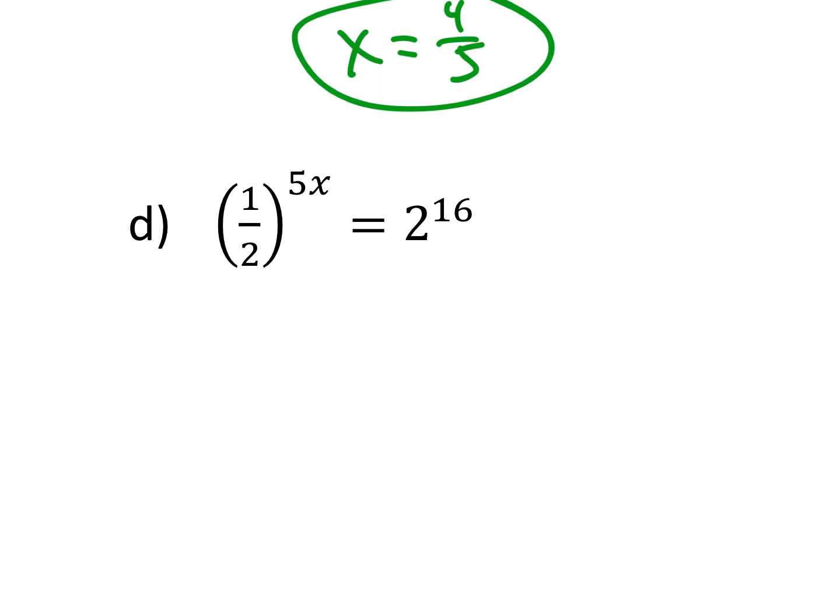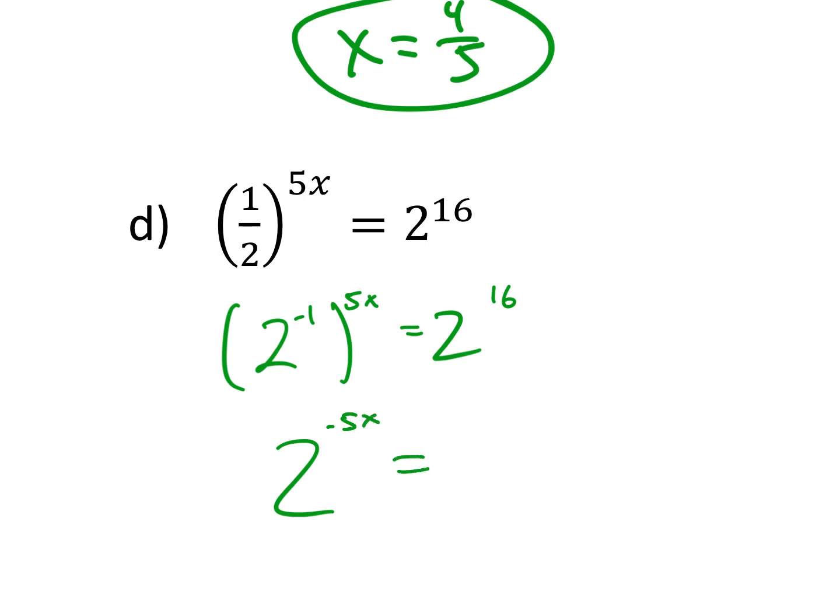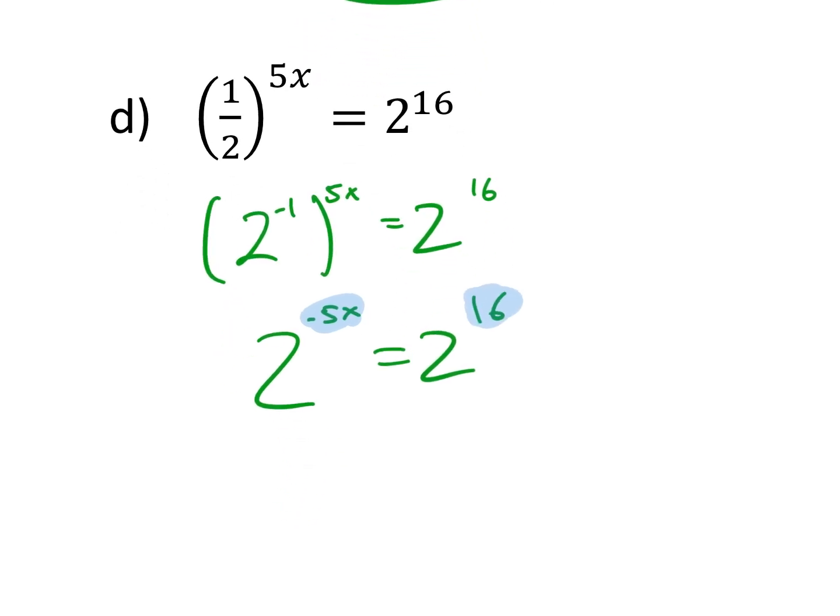One more. So again, we've got a 2 here. So we'd like to write this as a power of 2. This is 2 over 1, or 2 to the negative 1. Multiply those, we got negative 5x. And so the base is the same, so these two powers or exponents should be the same.